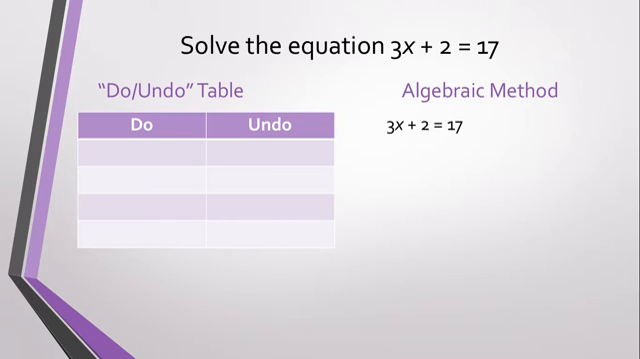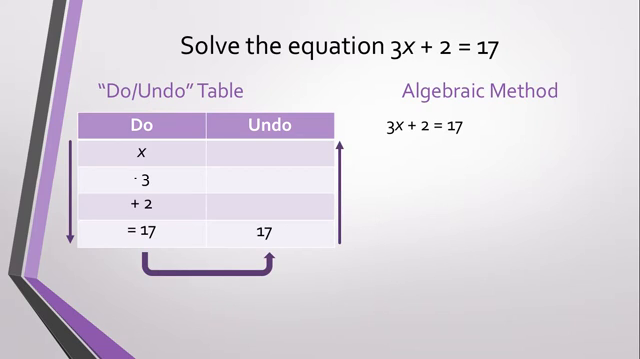So here I have an equation, 3x plus 2 is equal to 17. So the do-undo table, or the sequence undo table, tells us to start with x. Now, using order of operations, we would multiply by 3 first, then we would add 2, and our answer is 17. So now we're going to undo, we're going to do the reverse.